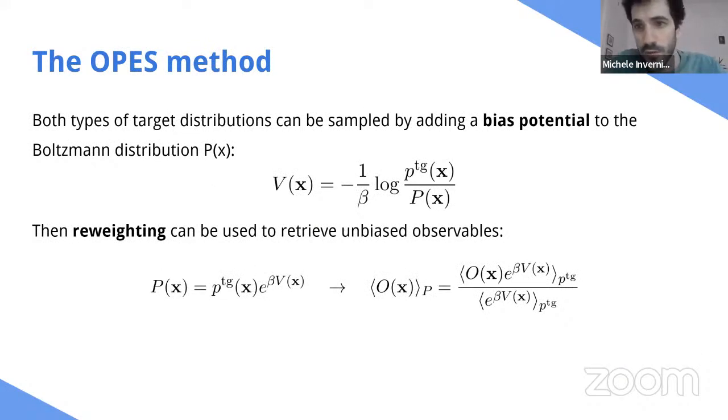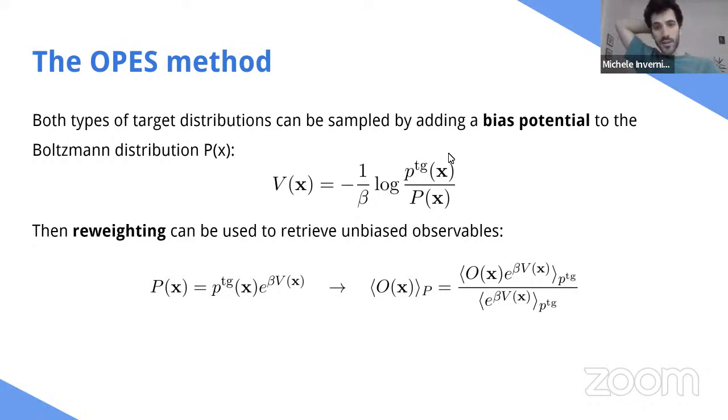If you think about it, you can bias both of these families of target distribution. You can sample both of these target distributions by defining a bias potential that looks like this one. So, okay, this is your target distribution, and this is the original Boltzmann distribution that is hard to sample. By defining a bias potential in this way, you can sample the target distribution and then reweight to obtain the statistics of any observable in the original Boltzmann distribution.